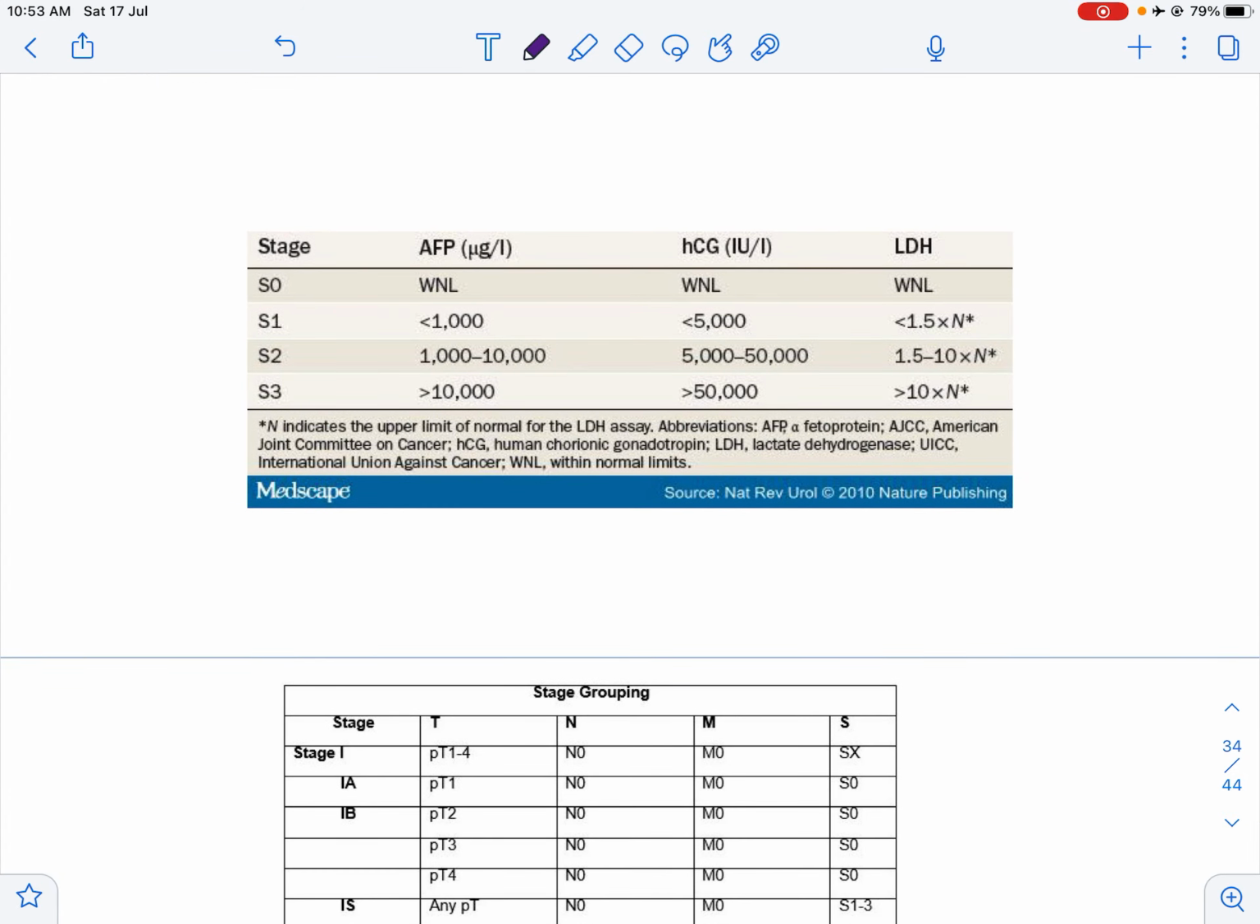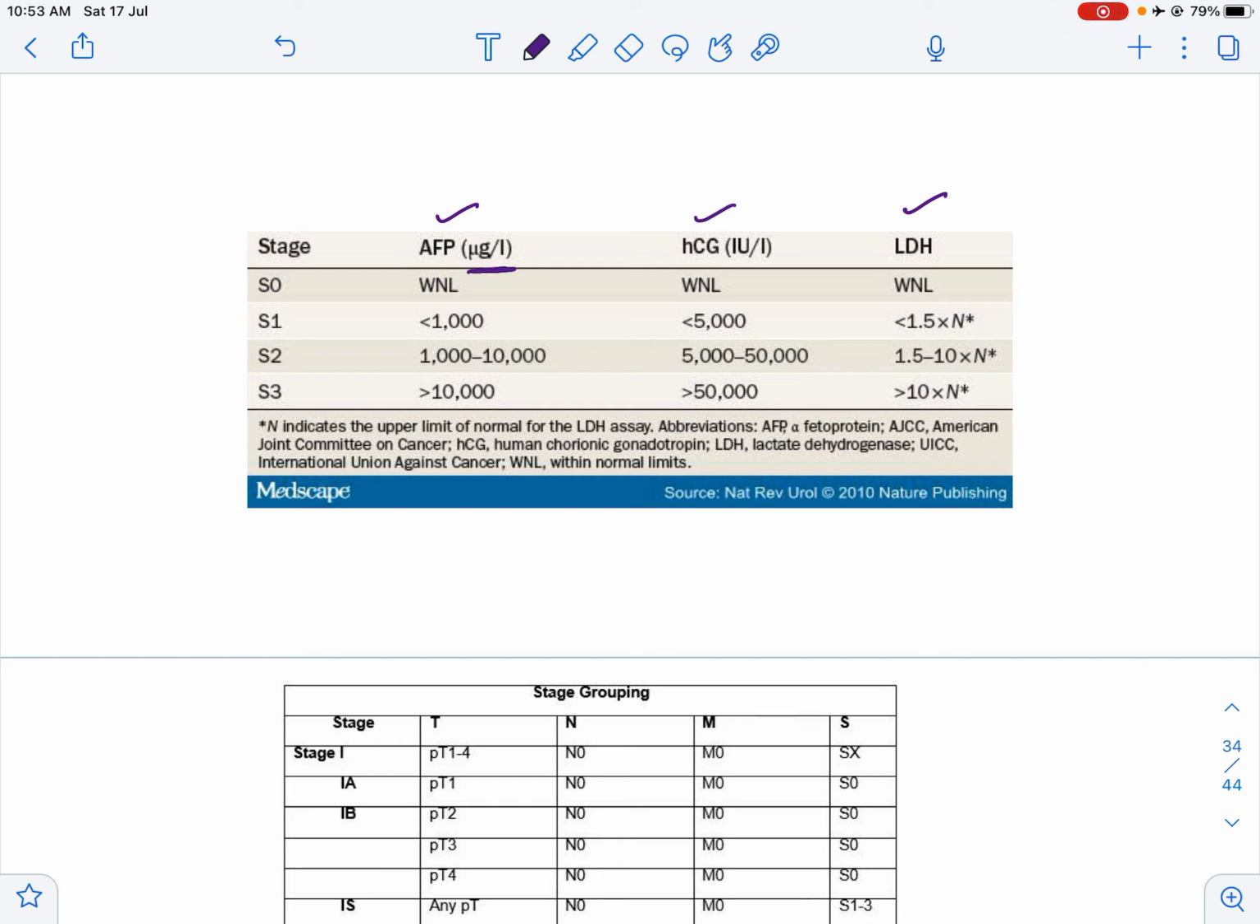Now the level of the tumor marker is also indicative of the stage to which it belongs. So there are three tumor markers which I looked at in this. One is the alpha fetoprotein, second is the HCG, and third is LDH. Now as you may note, the units are different. These units need to be memorized.